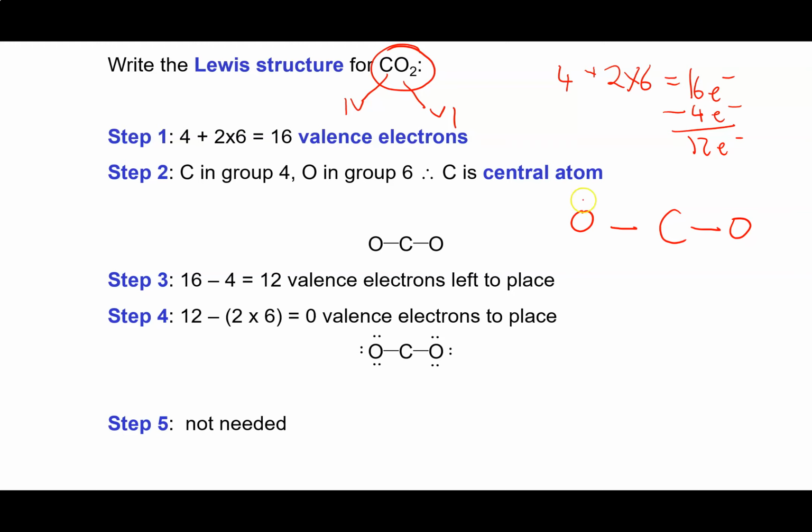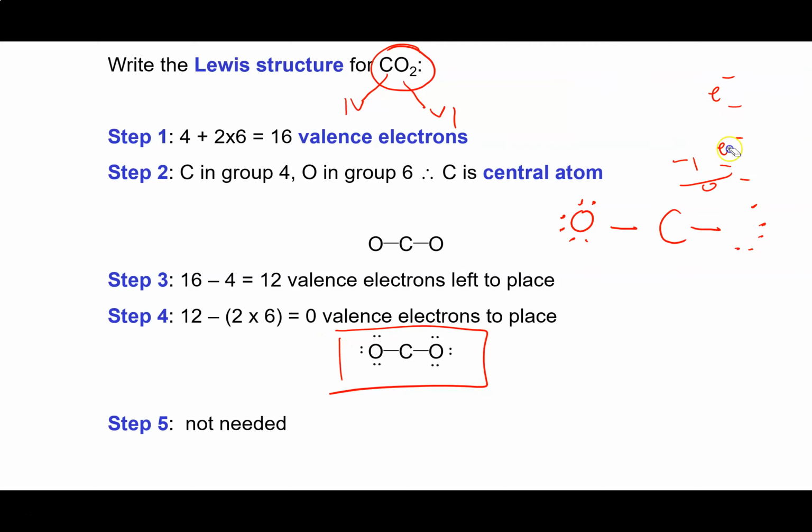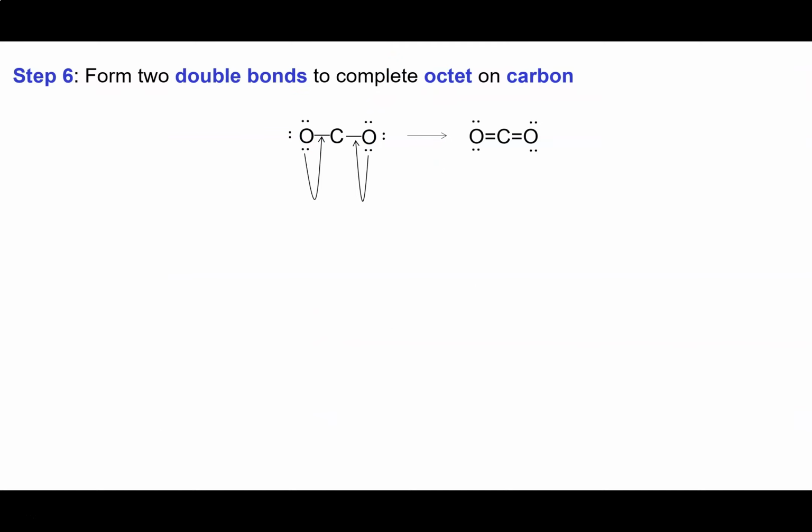Step 4 was to complete the octets on the outer atoms, and in this case I'm going to do that by adding 3 lone pairs to each of the oxygens, and if you keep count, that uses up all of my electrons. So when I get to this point, I've got no electrons left. Now step 5 was, if after step 4 I had some electrons left, I should put them on the central atom. So I don't need to do that because there are no electrons left after step 4. Then step 6 was form 2 double bonds.